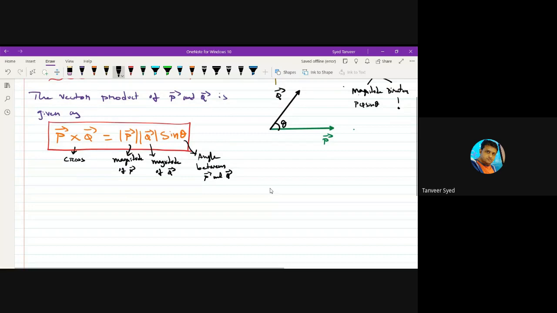We use a special rule here to find out the direction of that product vector P cross Q. What is it? The direction of P cross Q is given by the right hand thumb rule.